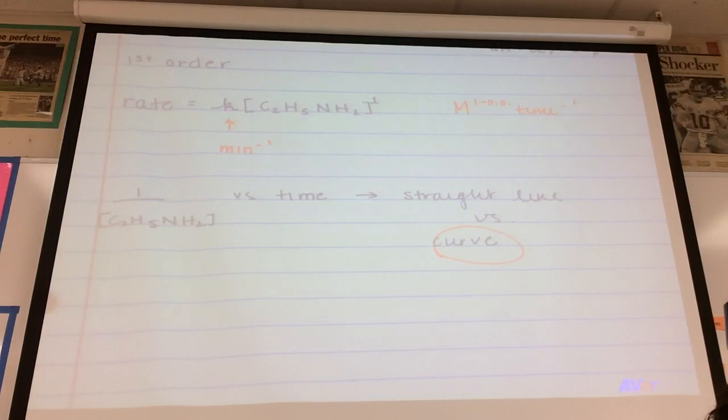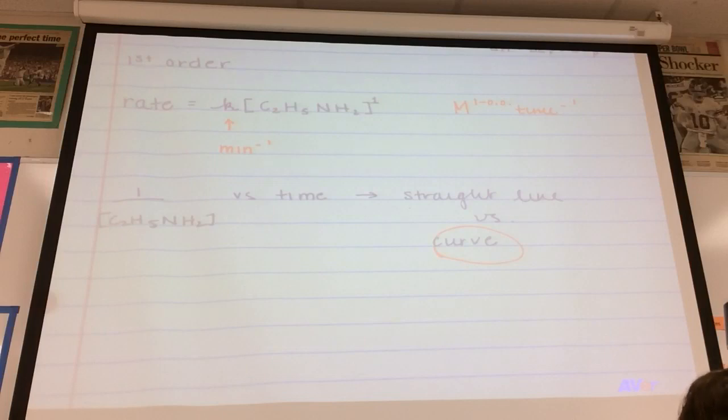If you wanted to get a straight line, what would you have plotted? ln of the concentration versus time. Very easy question in terms of part F. The other parts of the question were a little bit more challenging. We can come back to that.